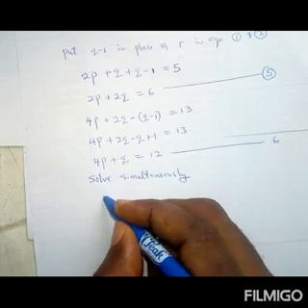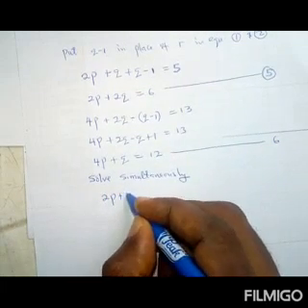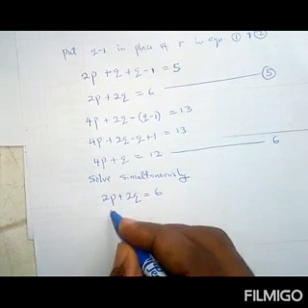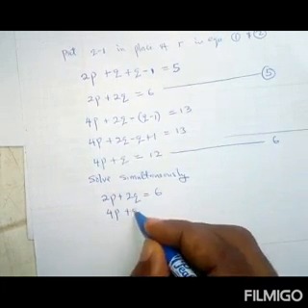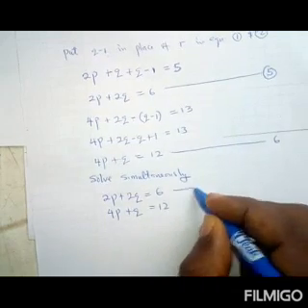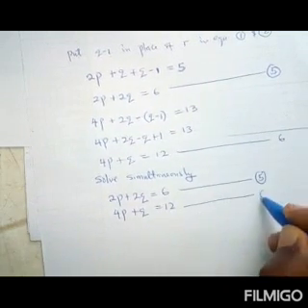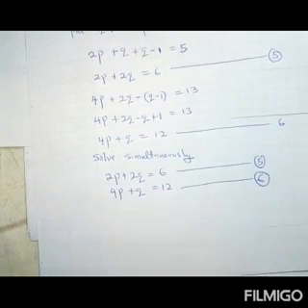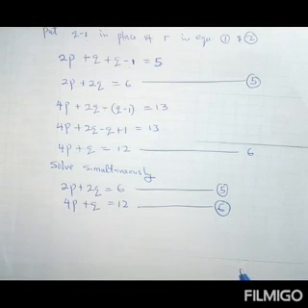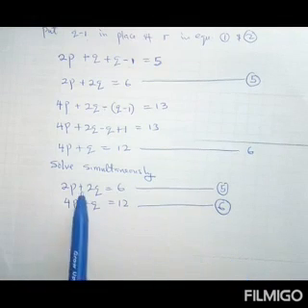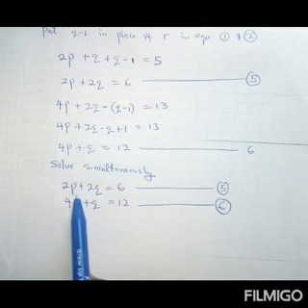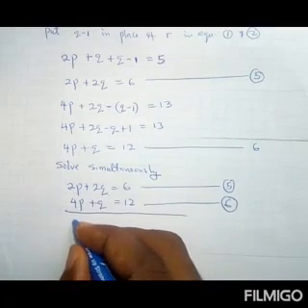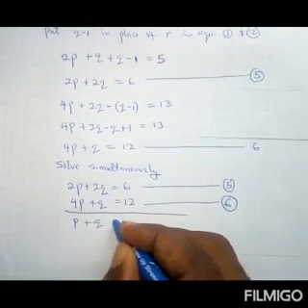So bring them close. This is 2p plus 2q is equal to 6. This is 4p plus q is equal to 12. These are our equations 5 and 6. Now if you look at equation 5, I can reduce it by dividing through by 2. So this one becomes p plus q is equal to 3.